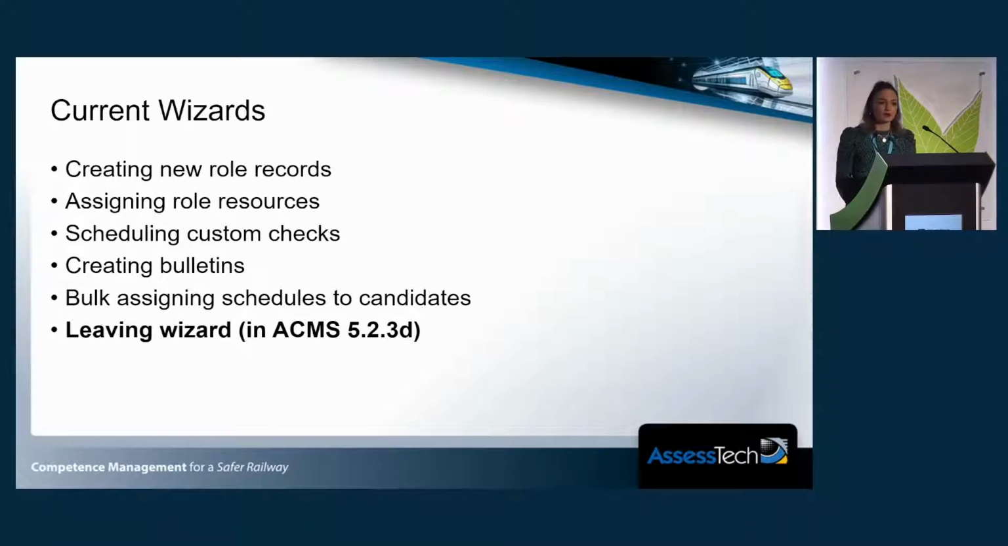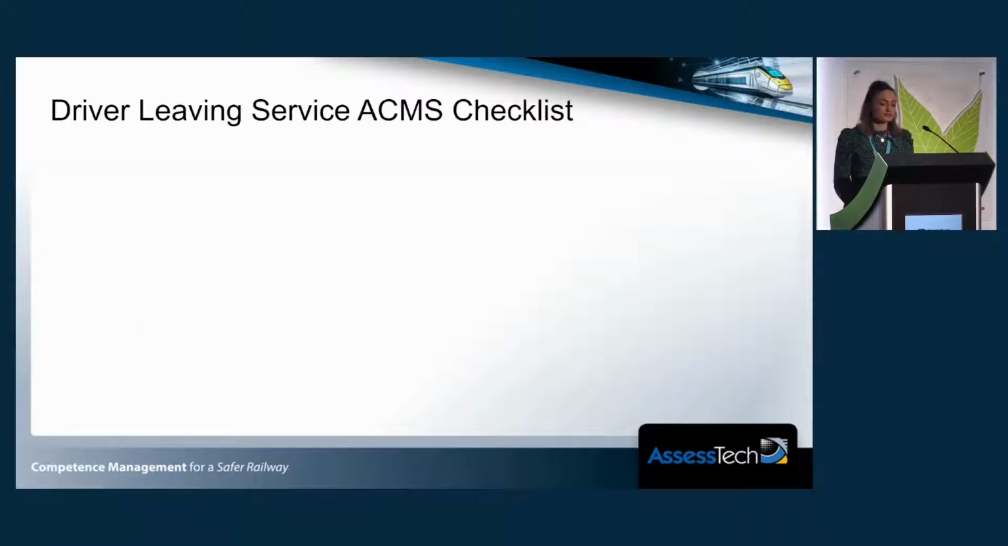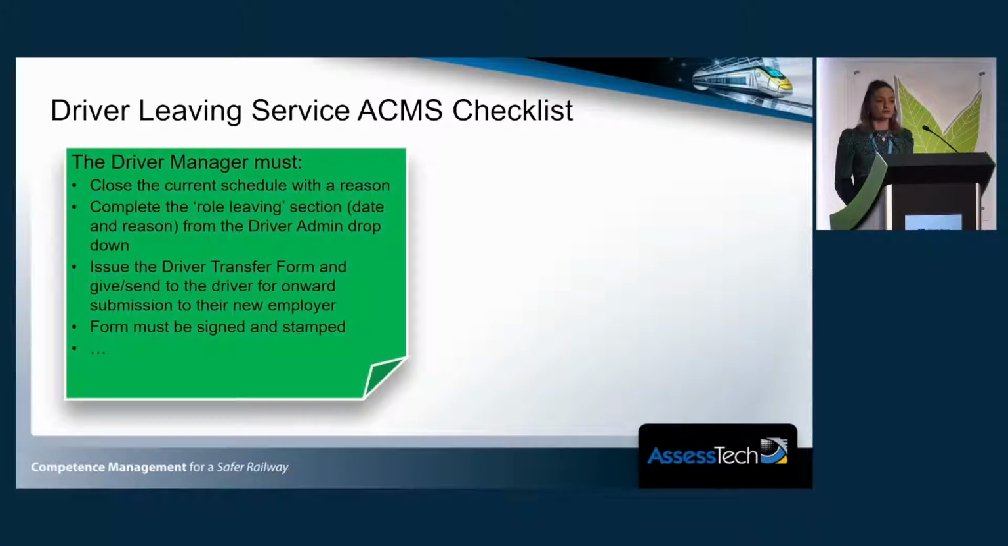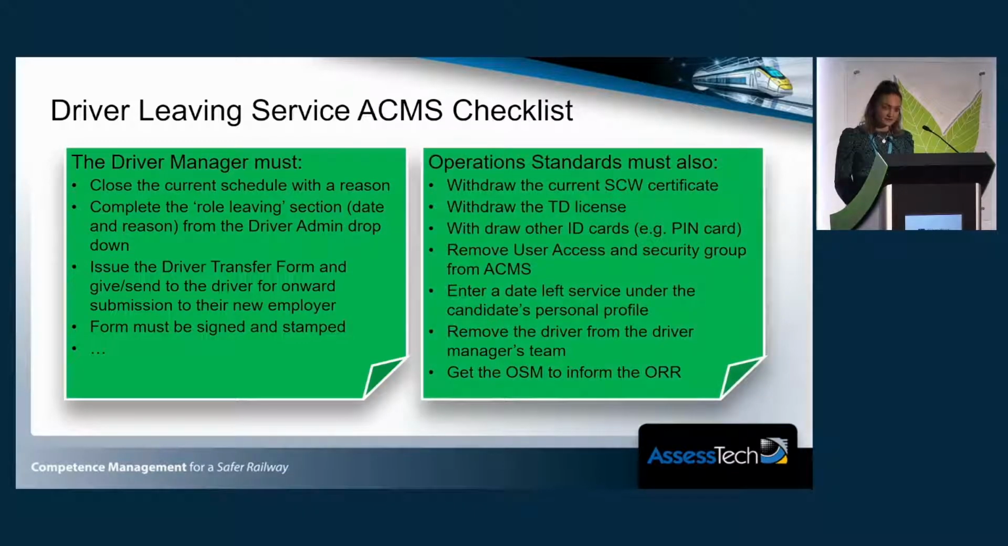So what was the reasoning behind this? A couple of weeks ago, Brian Noble showed me on his desktop a post-it note, which lists all the different tasks you have to complete in order to retire a driver. So the driver manager has to close the current schedule, complete the role, issue the driver transfer form, etc. And then this is the list of all the things the operations standards have to do. So they have to withdraw the safety critical work certificate, the ID cards, remove user access, etc.